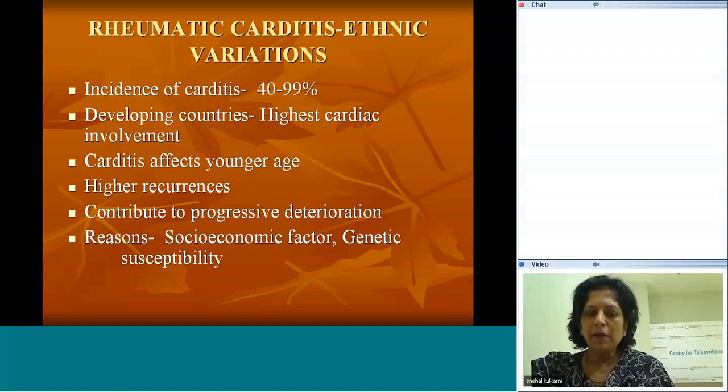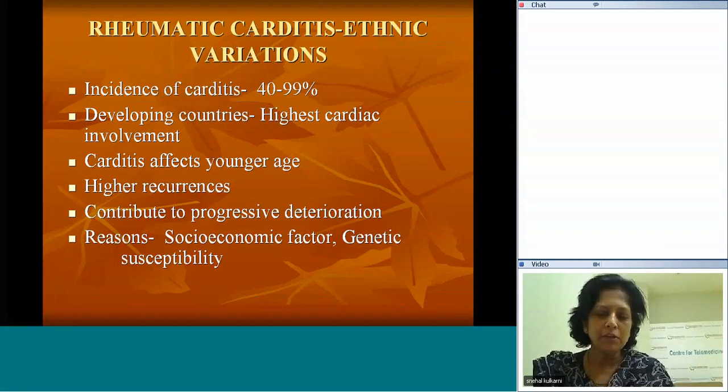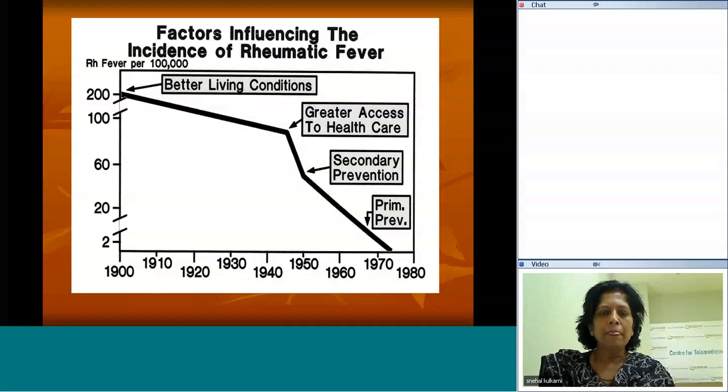Looking at rheumatic carditis and its ethnic variations, the incidence of carditis in patients with acute rheumatic fever is around 40 to 99%. In the developing countries there is the highest cardiac involvement, and carditis is affecting younger age groups. There are higher recurrences, which contribute to progressive deterioration in cardiac function. Again, the reasons may be genetic susceptibility or socioeconomic factors.